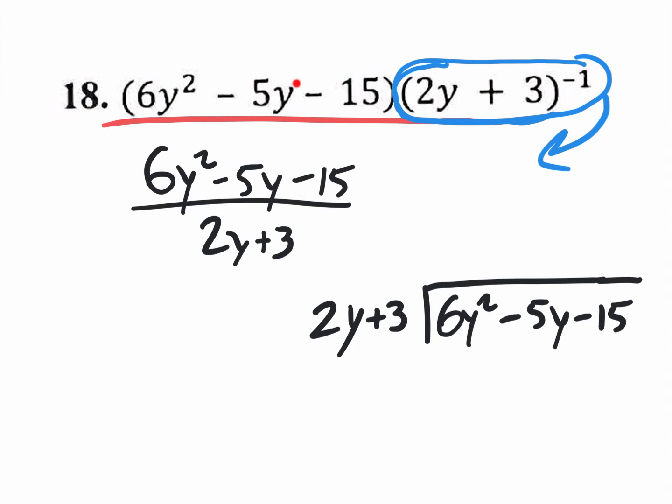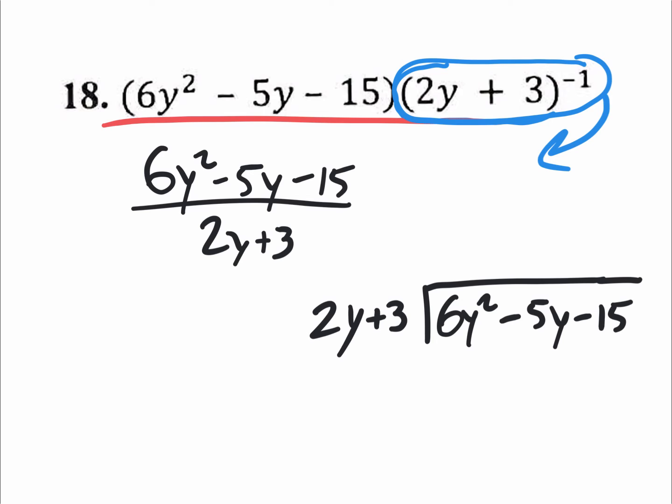You have a y to the second, you have a y to the 1, you have the regular number at the end. This is what we like. If you did have a missing power, like let's say there was a power of 3 and it was missing the power of 2, you'd have to represent a 0y squared wherever there's a missing power. I hope that makes sense.